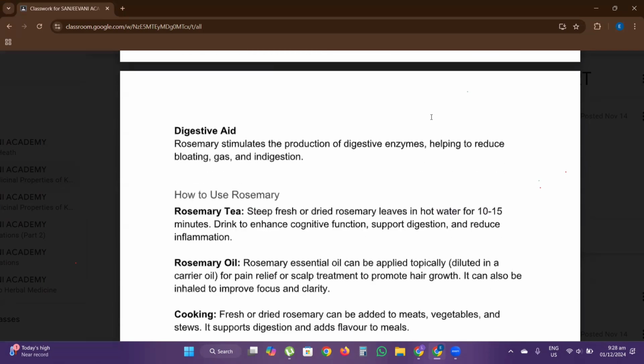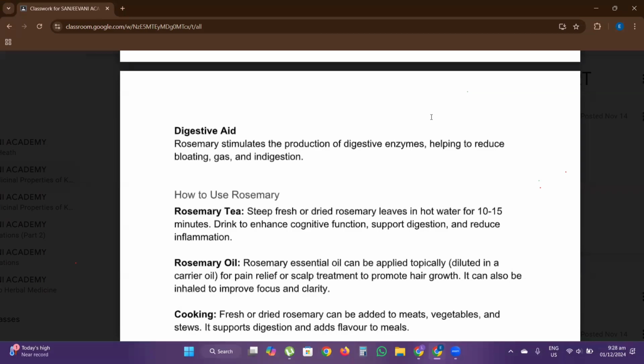So aside from stimulating blood circulation, it stimulates digestion. So it's going to stimulate the release of digestive enzymes. And these enzymes are going to help with digestion, like actually breaking down the food. It's going to reduce bloating, gas and indigestion.